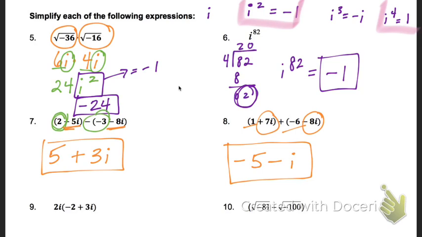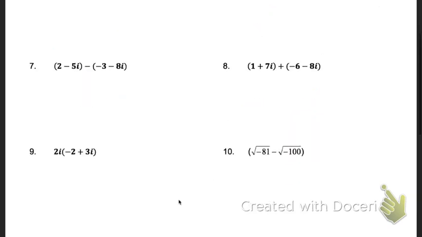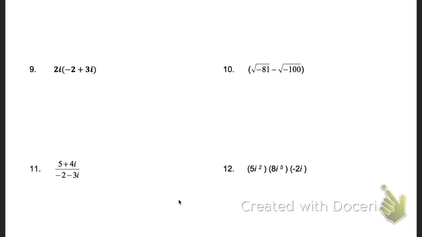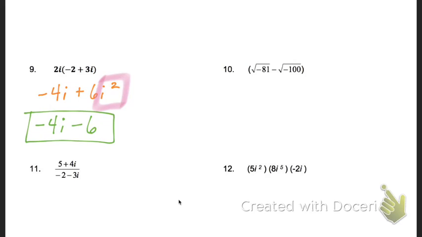Okay, number 9, I am distributing. So when I distribute, I get what? -4i plus 6i squared. This changes to be -1. So my answer is -4i minus 6. The i goes away. Because this is -1. And that's it? Mm-hmm.